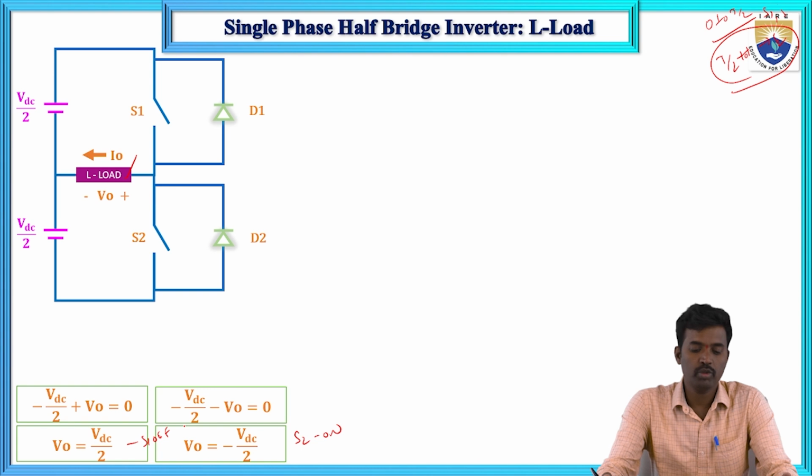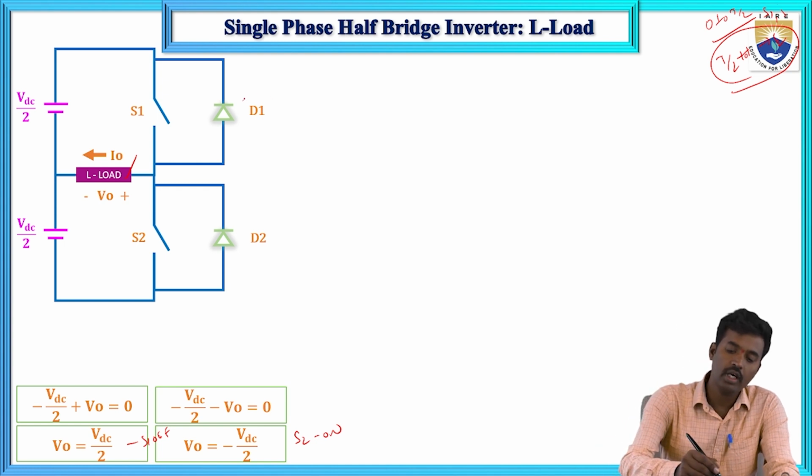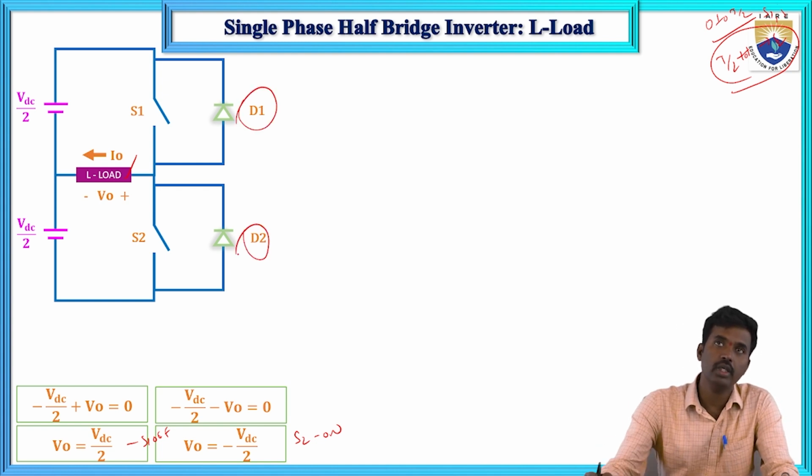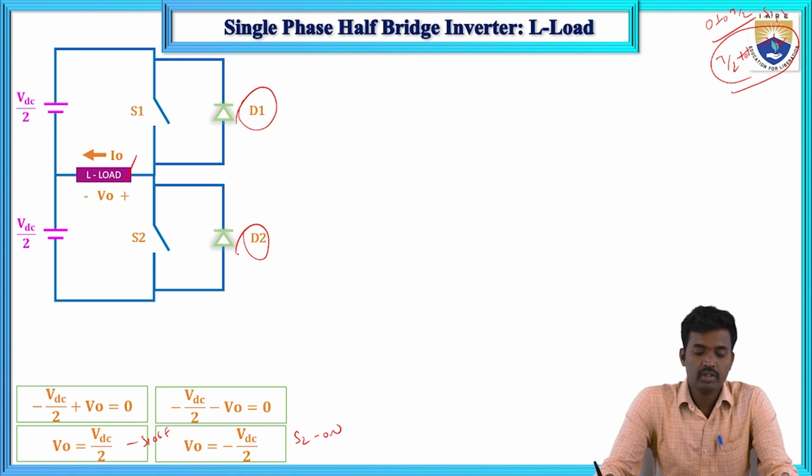Now what about the diodes? The inductor stores energy in the form of a magnetic field, and after that it delivers the power from the load back to the source via the diode. In the inductor case, only the diode will conduct. So the D1 and D2 diodes will conduct.